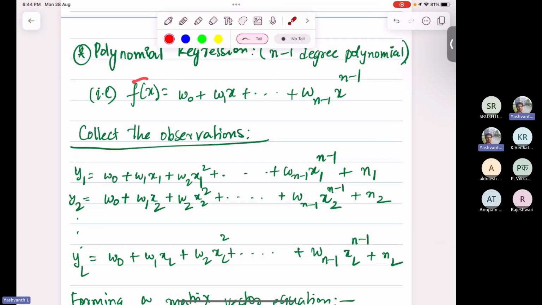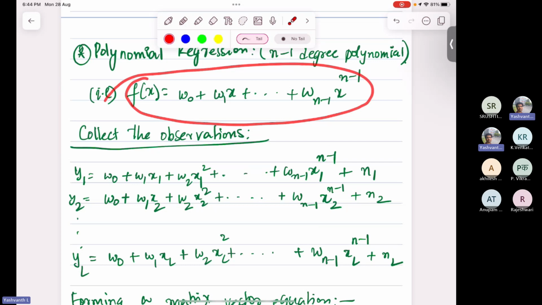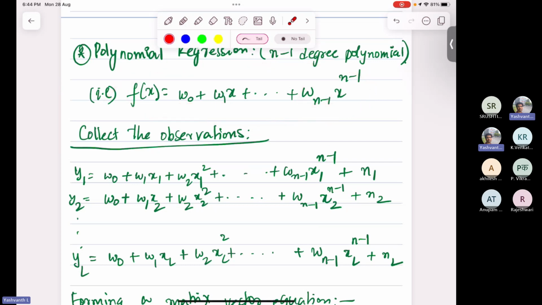So see, what is the characteristic of this function? If I tell you what w naught, w1 and so on till w n minus 1 are, if I tell you what these coefficients are, I have precisely characterized what this f of x is. If I say f of x is equal to 2x square, all I need to know is this number. If I know it's 2, and if I know the degree, the power, then I have told you what the function is.